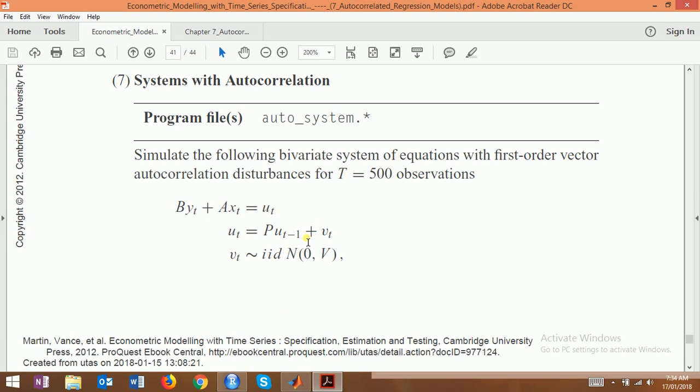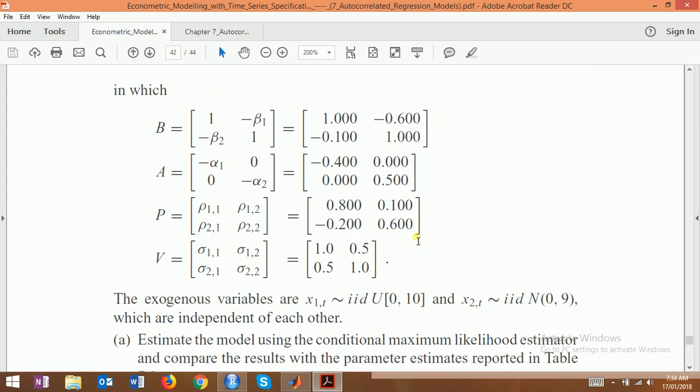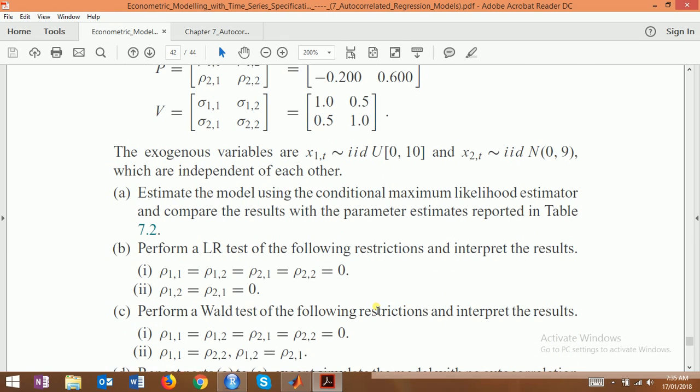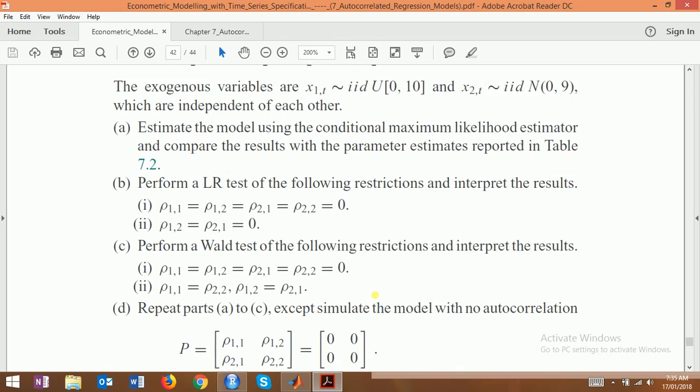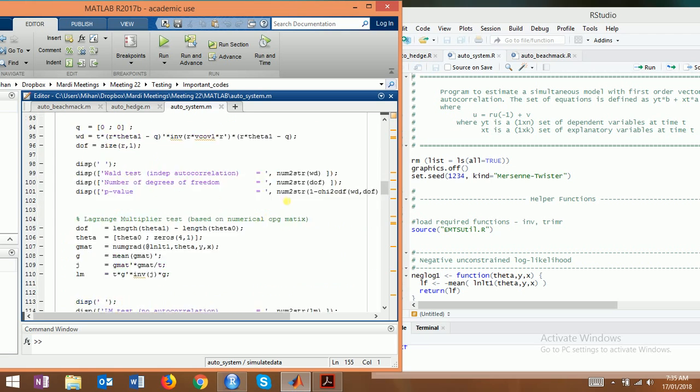Okay. So first, it's a lot of things we'll have to go through here. First, we need to simulate the bivariate model with these given data. The exogenous variable is uniform distribution with 0 mean and 10 standard deviation. x1t and x2t are 0 mean and 9 standard deviation. Standard deviation is 10, variance is 9. So its normal distribution is uniform distribution. Estimate the model using conditional MLE. Perform an LR test, Wald test, and simulate the model with no autocorrelation, putting all the autocorrelations to 0. Very well, fine. So this we started discussing before.